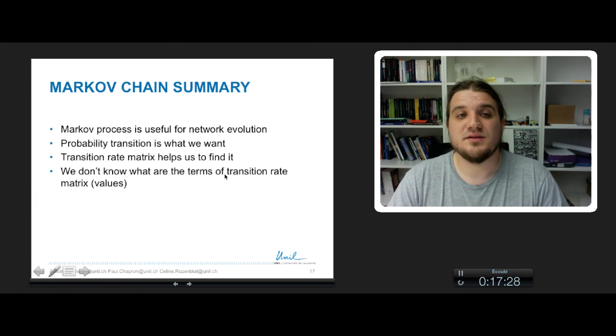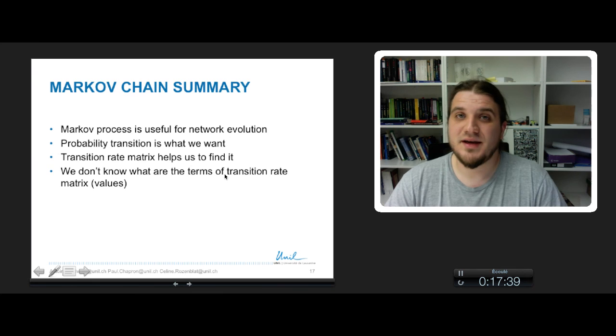And in the next part of the course, we will see some simple examples of Markov chain models where we can sometimes calculate or simulate the values of Q.